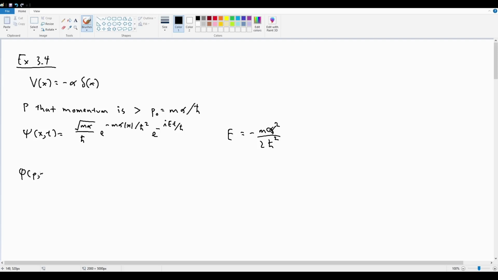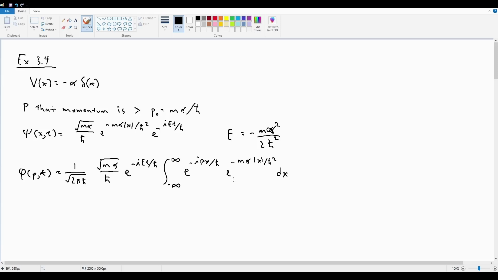Φ(p,t) is going to equal 1 divided by the square root of 2πħ, multiplied by the square root of mα divided by ħ. And then we're going to pull out the e to the negative iEt divided by ħ. And we're integrating from negative infinity to infinity of e to the negative ipx divided by ħ times e to the negative mα times magnitude x divided by ħ squared, dx.